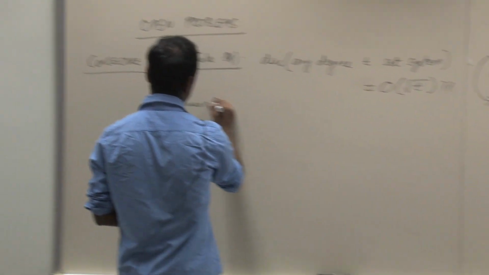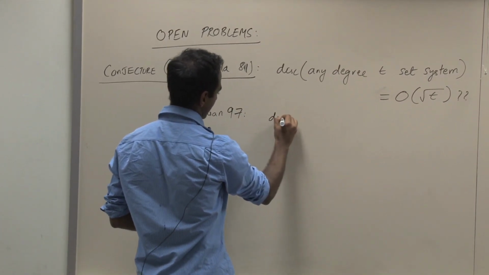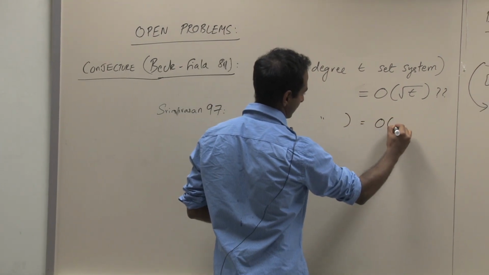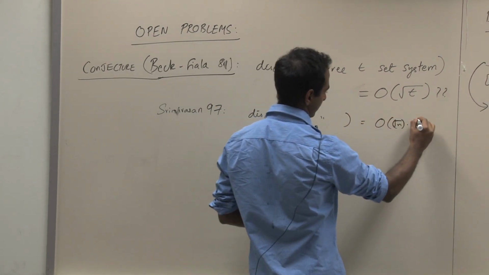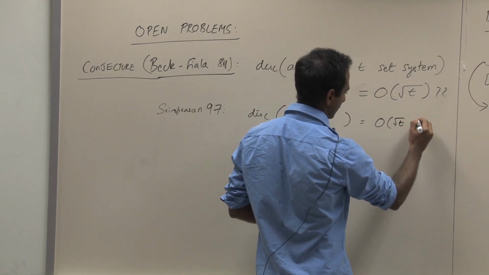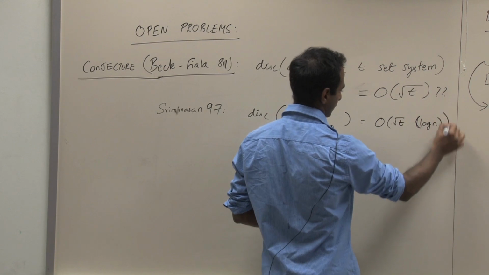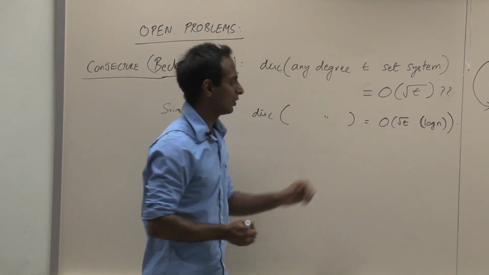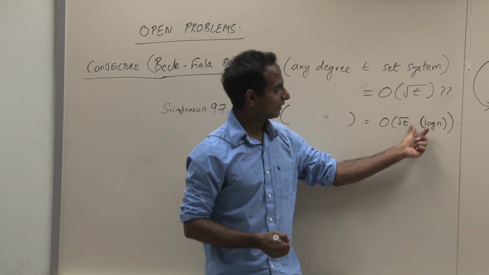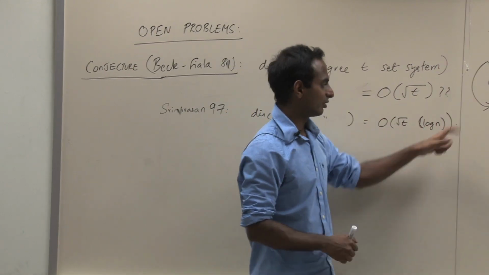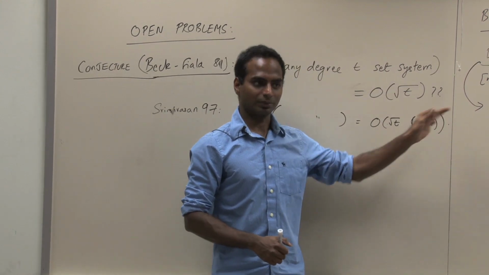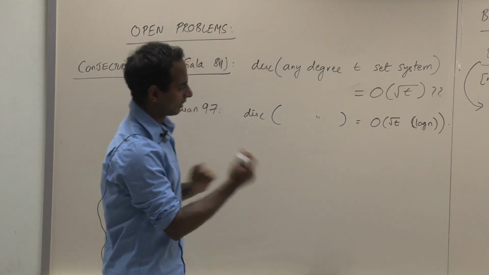So in 97, we showed that the discrepancy equals square root of t times log n. Okay. So if you're willing to introduce some dependence on n, then you can beat the linear dependence on t. But you can't get the best of both worlds.